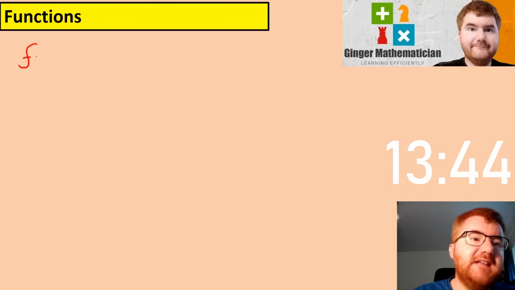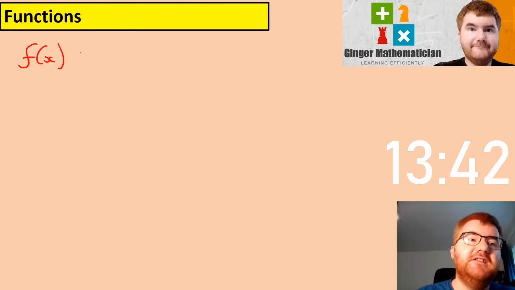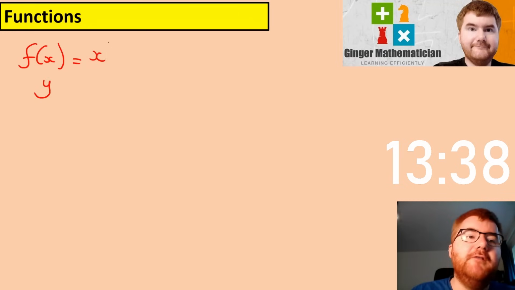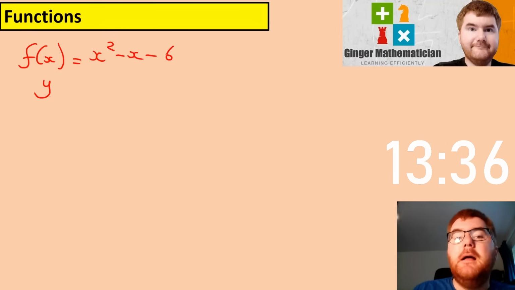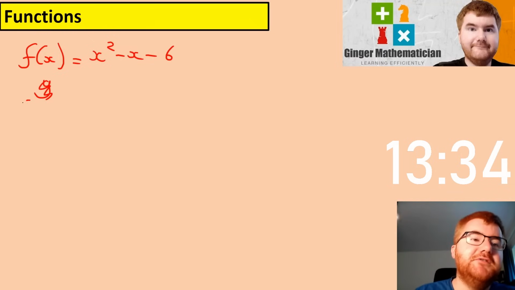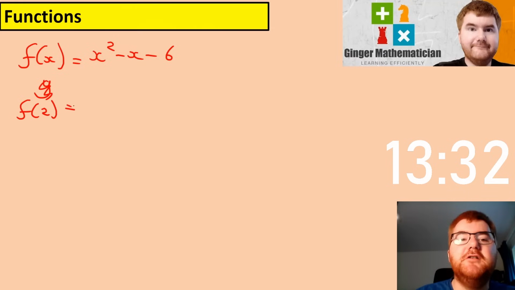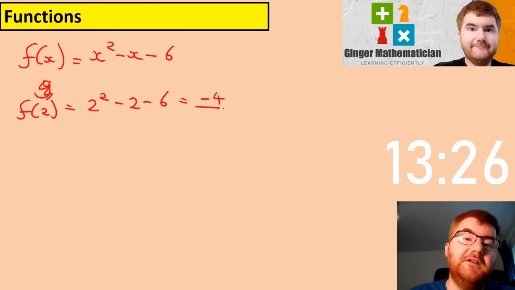Functions, so this is where this f of x notation, so you've seen this before. Again, this is kind of equivalent to y here. It could be any old function, so x squared minus x minus 6. You need to know how to substitute in, so if they ask you for f of 2, you just replace the x's with 2, so 2 squared minus 2 minus 6, and that will give us minus 4.